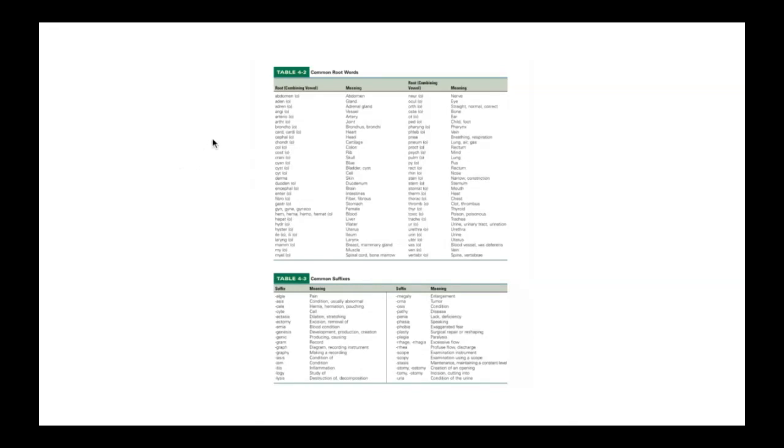All right. And then here it just talks about the common root words and the common suffixes. I know it's small, so it's going to be hard to read it.